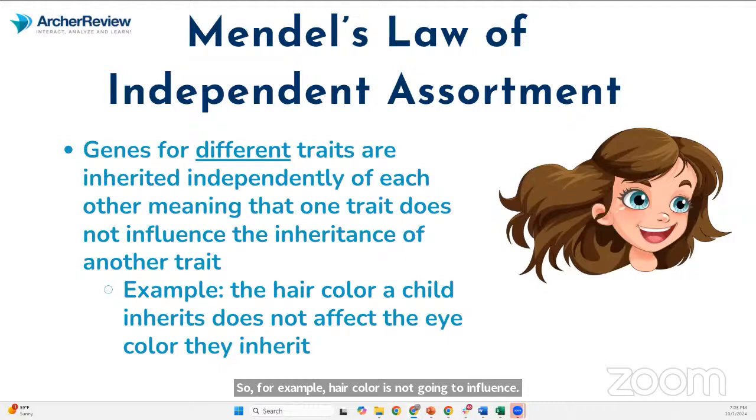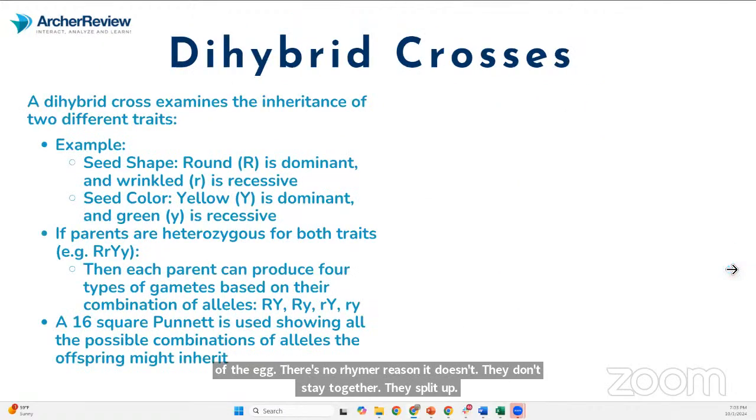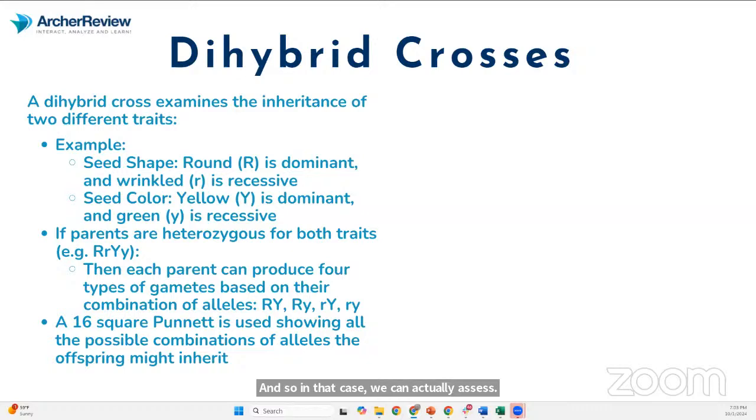So if we stick with my shoe example, it's saying that if you inherit a pair of Nikes from your best friend, it doesn't mean that you're also going to inherit her cool boots. These are two different traits, they're independently assorted. When the DNA goes into the sperm or the egg, there's no rhyme or reason. They don't stay together, they split up. And so in that case, we can actually assess the probability of having two traits. And that does take things deeper than we'll go tonight, but I at least want you exposed to it.